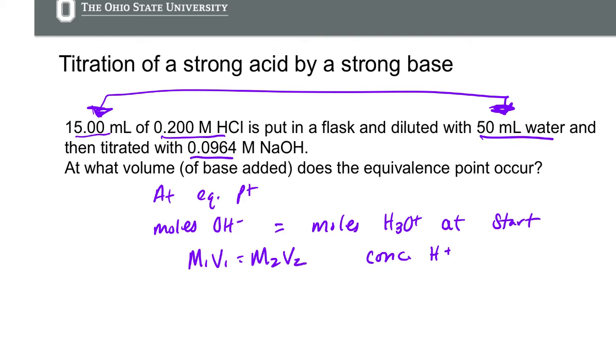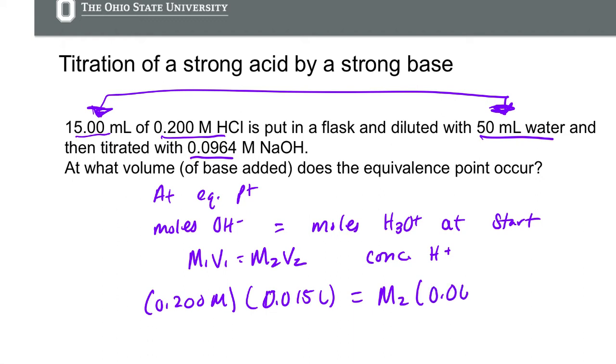Okay, so our original concentration of the HCl was 0.2 moles per liter. Original volume, V1, was 15 milliliters. Let's put that in liters, 0.015 liters. We want to find the new concentration. And actually, I don't know that we have to do this, but we're going to anyway at this point. Total volume, 0.065 liters.